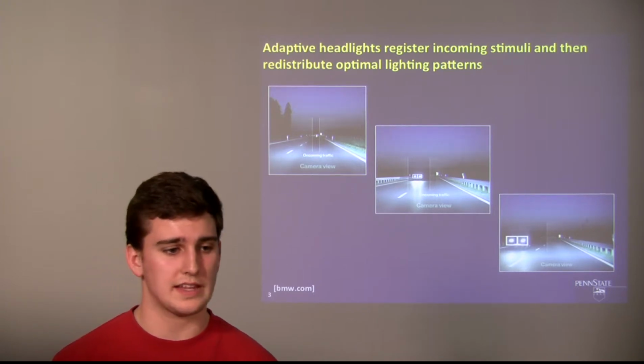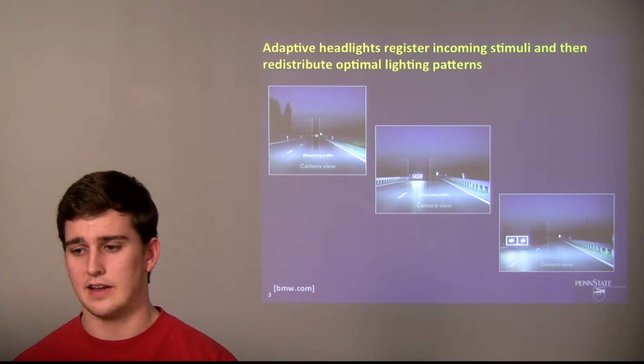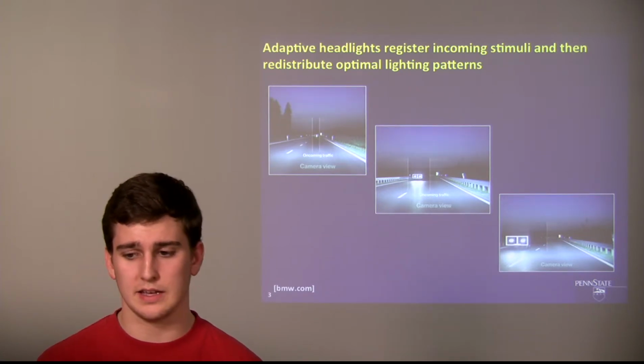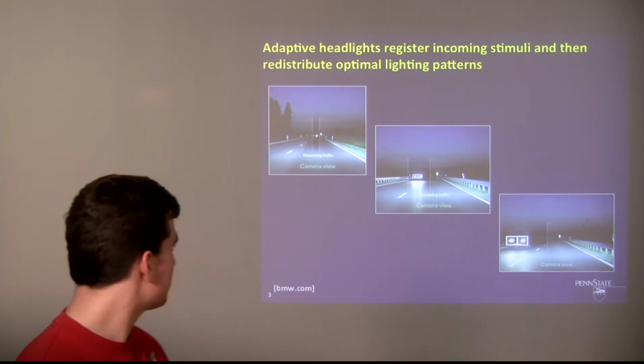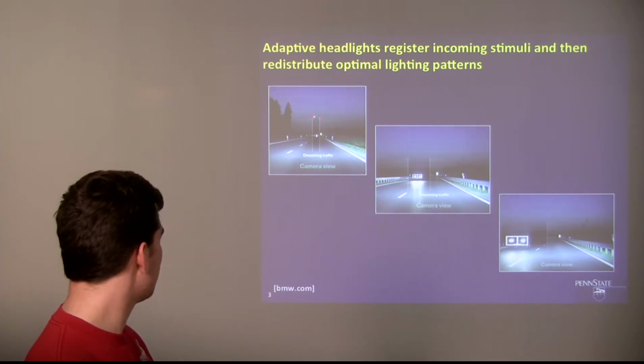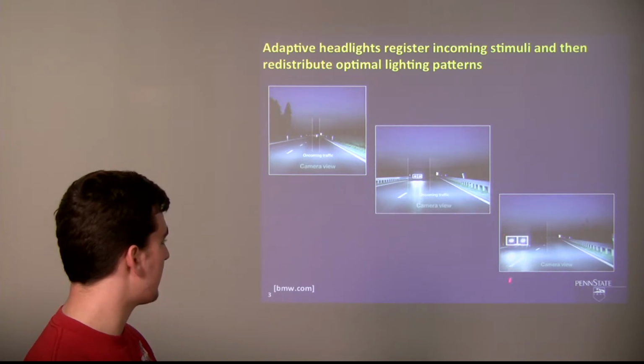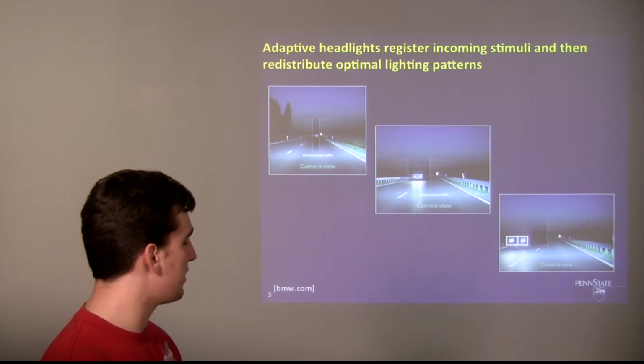The camera will take that signal and then send it down to the headlight, and then the headlight will change its actions accordingly, either dimming the headlight or changing its direction. As you can see right here, the beam is starting to split larger, and at the very end here, the entire left headlight is turned off as to not blind that driver.